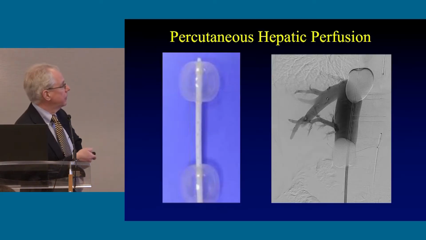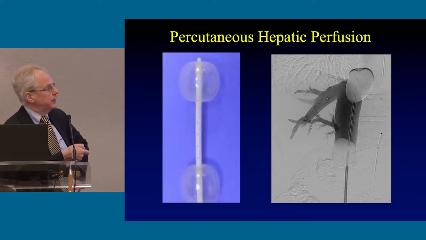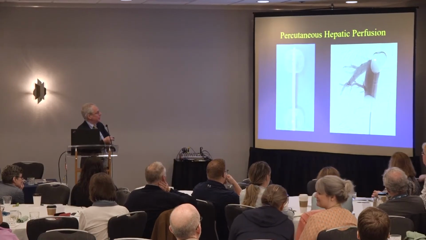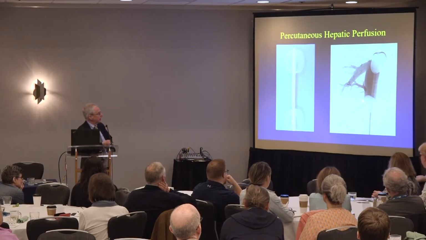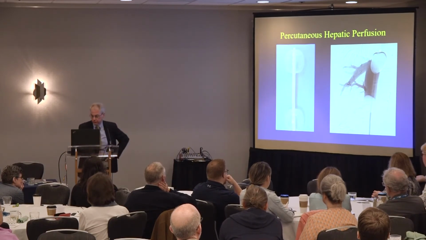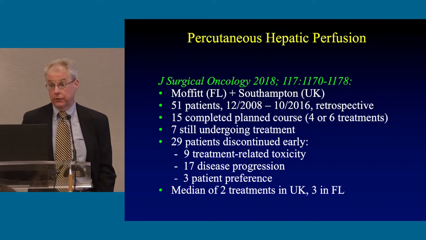This is their famed double balloon catheter. Here are the 2 balloons up in place in the inferior vena cava. These are the hepatic veins with contrast injected to show that we don't have any leak going up into the right atrium. And there's the catheter that is used to infuse the chemotherapy. So the trial is still ongoing.